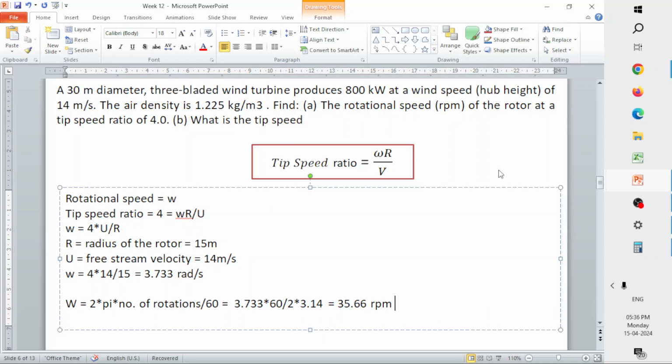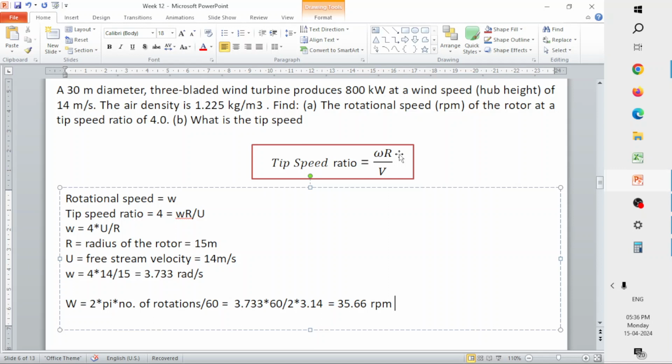Now here we know the tip speed ratio is 4, and that times your wind velocity, that is 14, will give you omega r. Omega r is nothing but the tip speed of the blade. So tip speed ratio is defined as the blade tip speed divided by the free stream velocity of the wind. That is what tip speed ratio is.